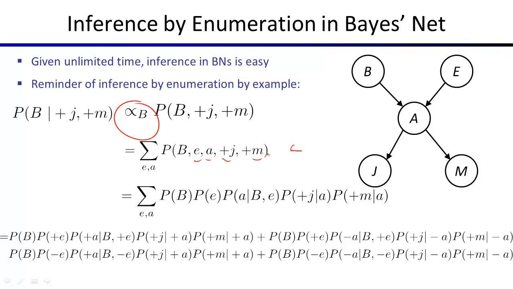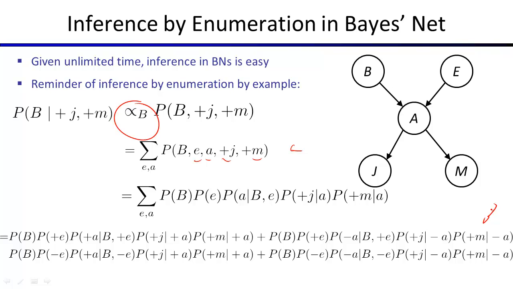Capital B is still a variable. We're computing a table where B is a variable. That means that we effectively will compute this twice. We'll let B equal +b and compute this quantity. We'll let B equal -b and compute the quantity. That will give us 2 entries in the table, and then we'll sum those together. That gives our renormalization factor, and we get the conditional after renormalizing. So this is inference by enumeration in a BayesNet.